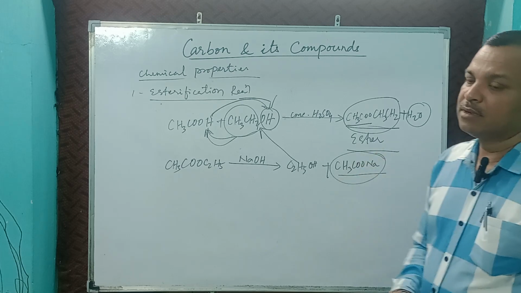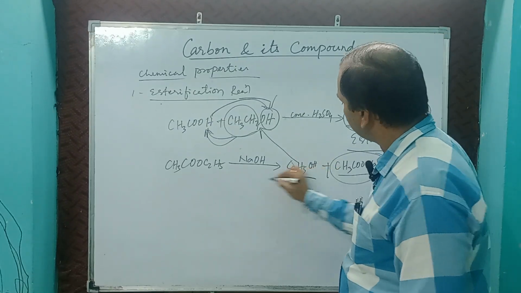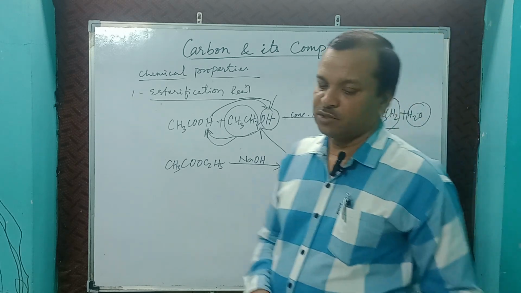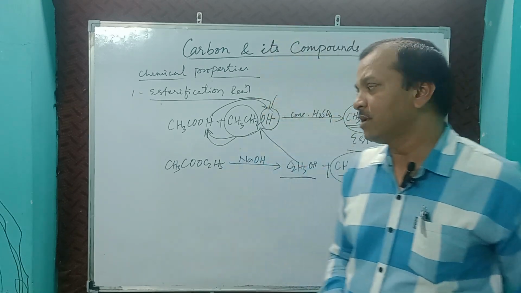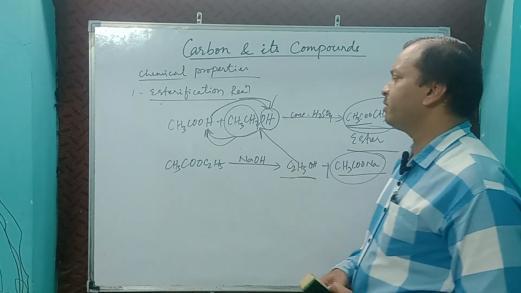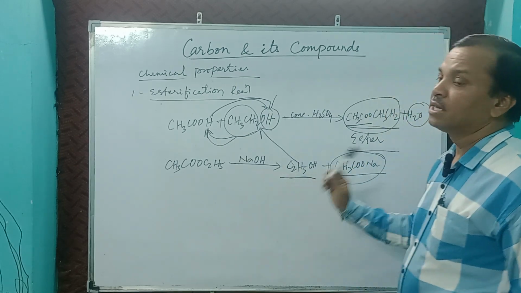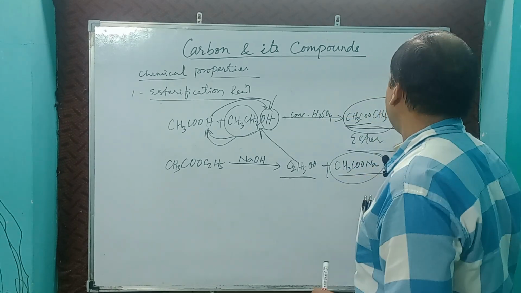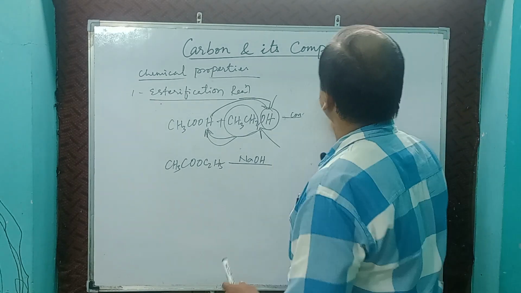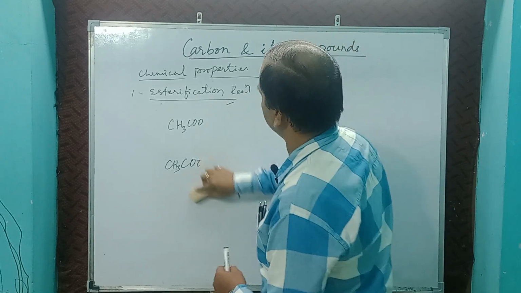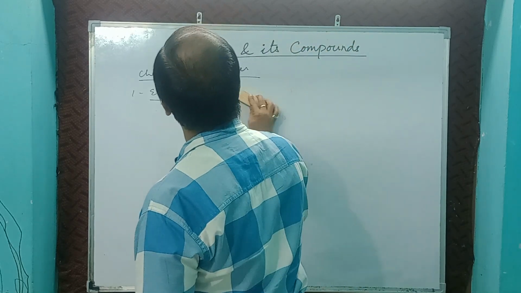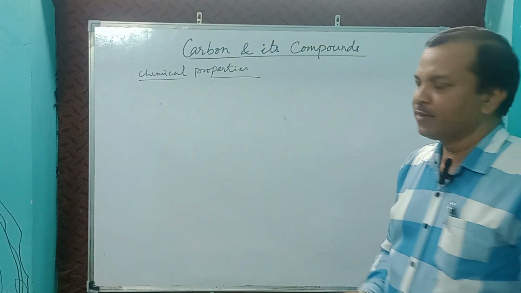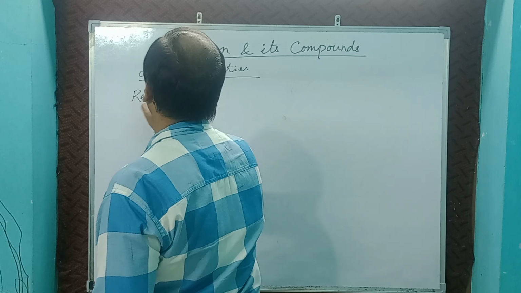This is sodium acetate and alcohol, ethanol. We are getting alcohol, ethanol, as well as a sodium salt. This is why it is called a saponification reaction, because it is used to prepare soap. Clear? Esterification and saponification are very important. Let's go through it.